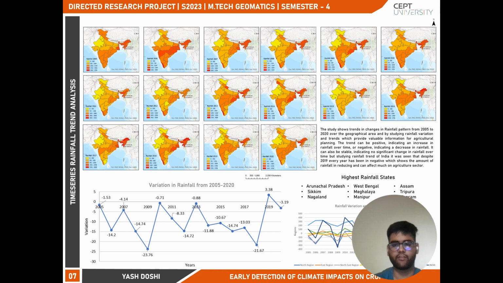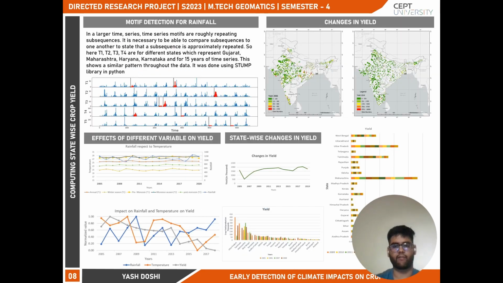And also the rainfall variation among each region, like India has been divided into north, south, east and west region, was also calculated. This is the motif detection, using the stump library in Python, which shows the time series analysis of rainfall. It shows the similar pattern across the data set. So we can see how similar the rainfall patterns occurred among these years.